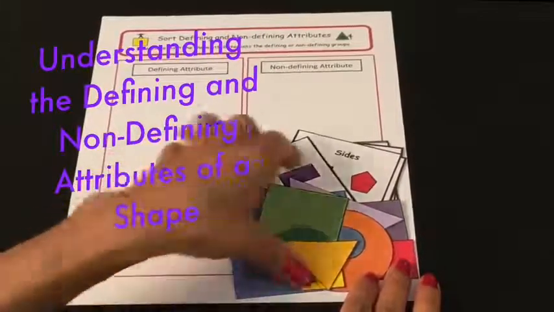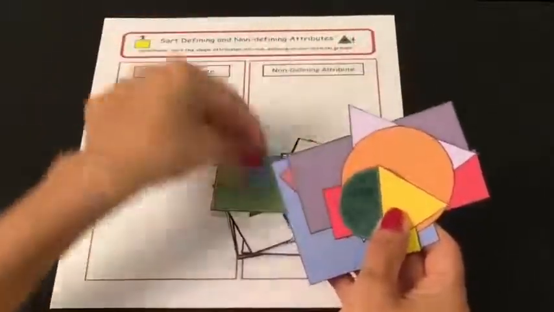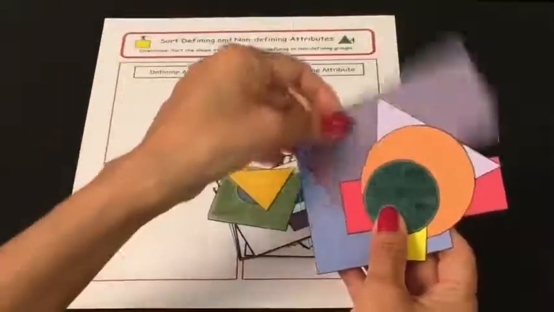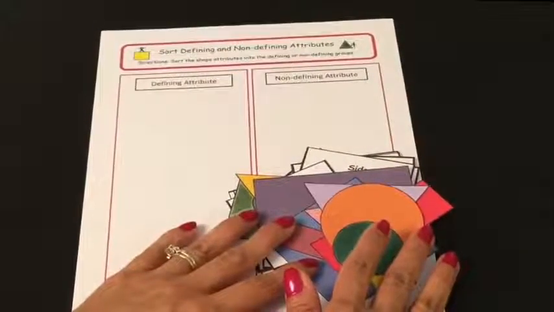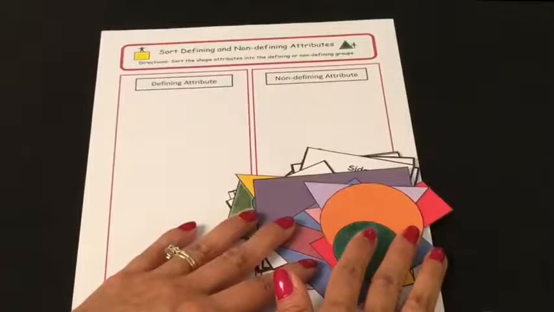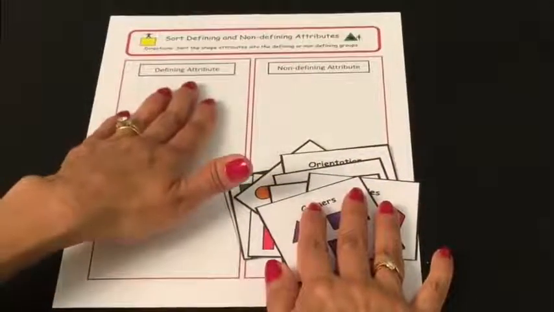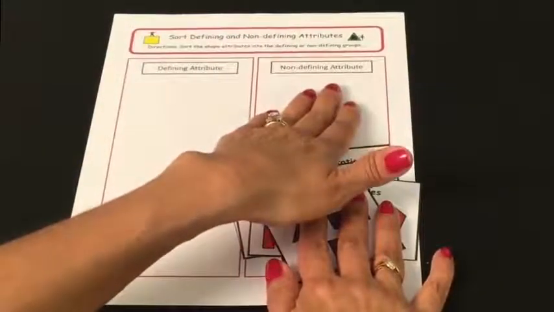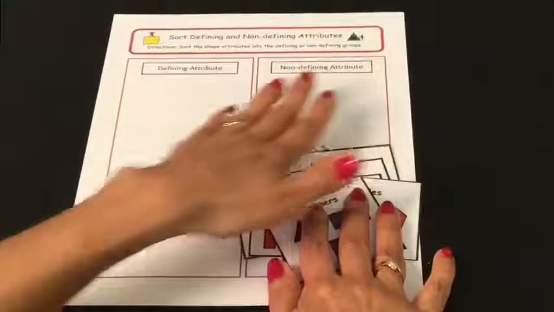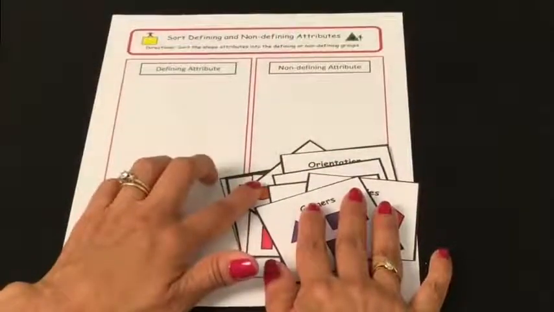I'm sure by now you already know your shapes. You already know the square and the circle and the triangle and the rectangle. But what you may not know is that shapes have special attributes, and that's what we're going to talk about today. So there's two different kinds of attributes. There's a defining attribute, and those are attributes that matter, and non-defining attributes, and those are attributes that don't matter. I know it sounds a little bit confusing, but we're going to make it a little bit easier to understand.